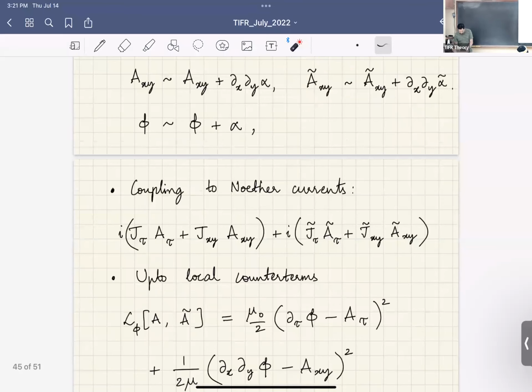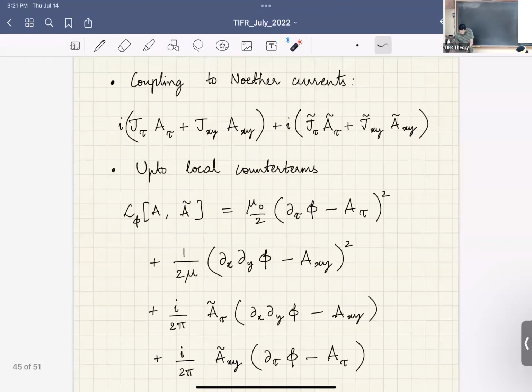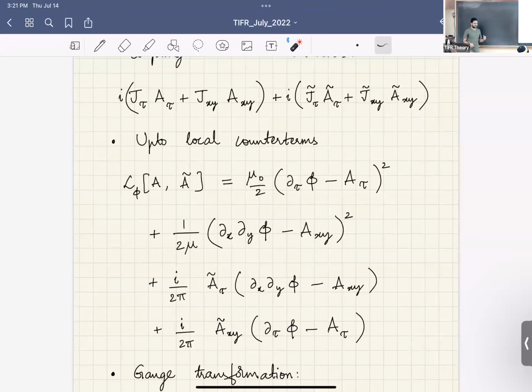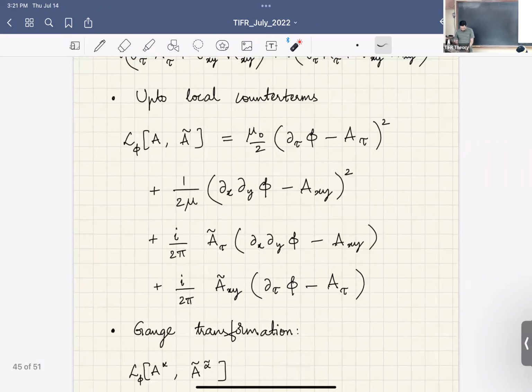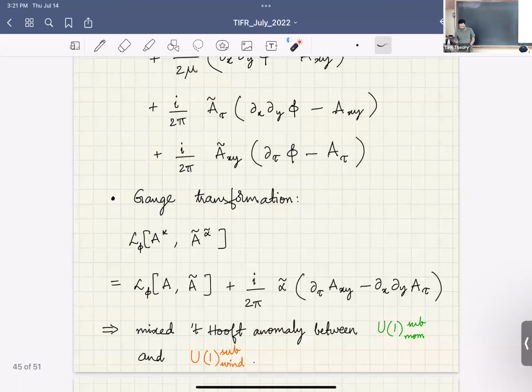So the first two terms are clearly gauge invariant under all the gauge symmetries. The last two terms are invariant under the momentum gauge symmetry, but not under the winding symmetry. So that's one choice of local counterterms. In particular, the gauge transformation is given by this. It has a similar structure as before, as in the compact boson. This is the gauge invariant field strength of these tensor gauge fields. Now, this signals a mixed anomaly between the momentum and the winding subsystem symmetries in this case.